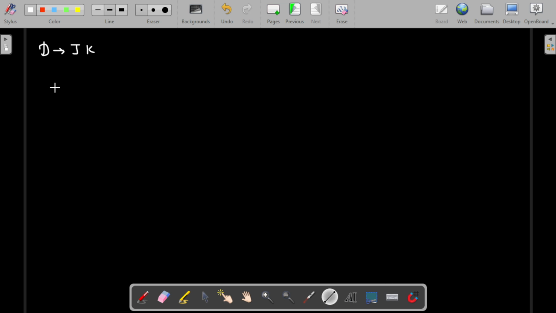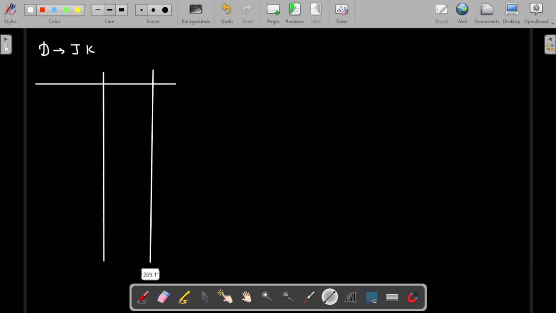The same thing: we have to write the characteristic equation of the D flip-flop, and then we have to write the excitation table of the available flip-flop. So this is the thing. Here we have a D flip-flop. We need to convert that into JK. So here is the JK.